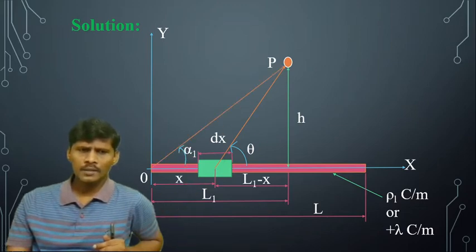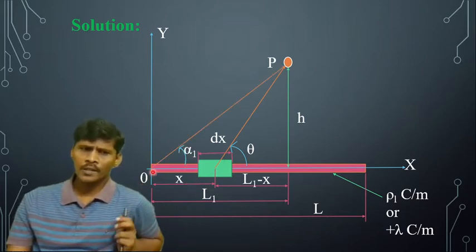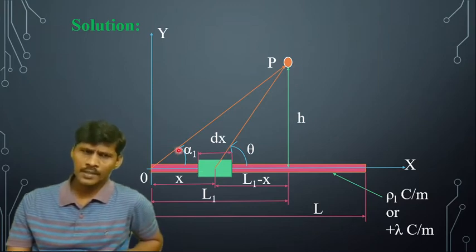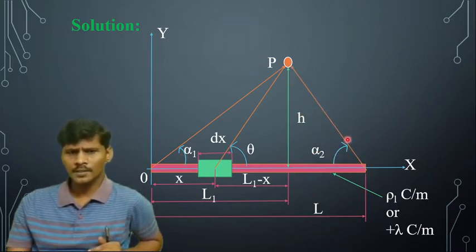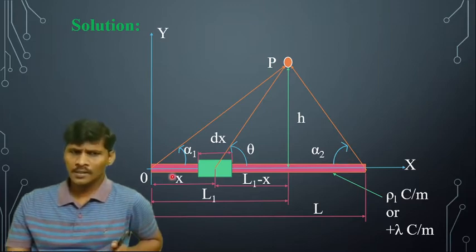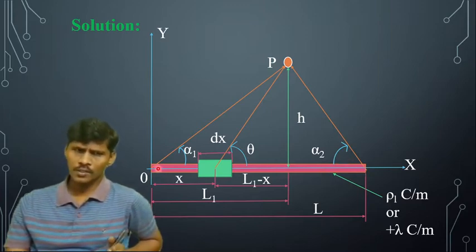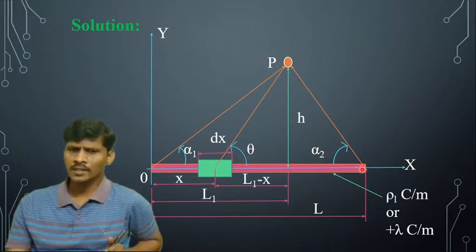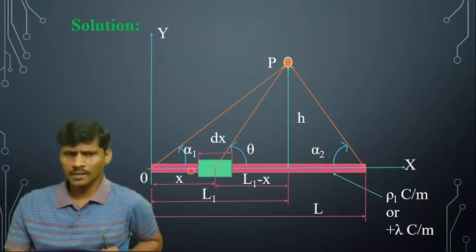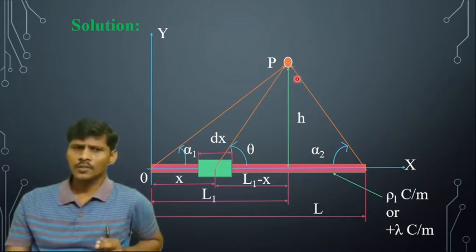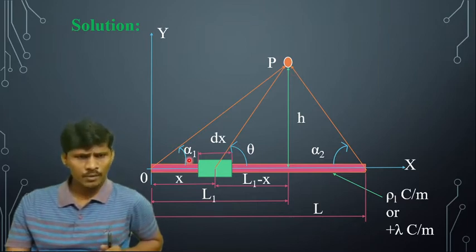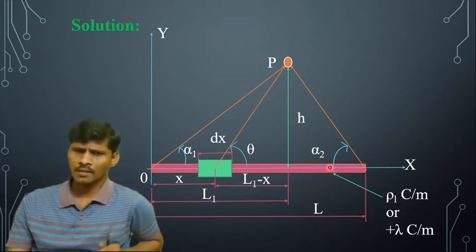Draw the vector line from one end of the line charge to point P; it makes an angle alpha 1. Similarly, draw the vector line from the other end of the line charge to point P; it makes an angle alpha 2. The line charge has two ends: this is one end and this is the other end, and the vector lines from these ends to point P make angles alpha 1 and alpha 2 respectively.